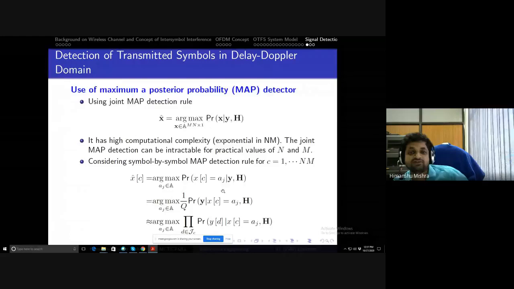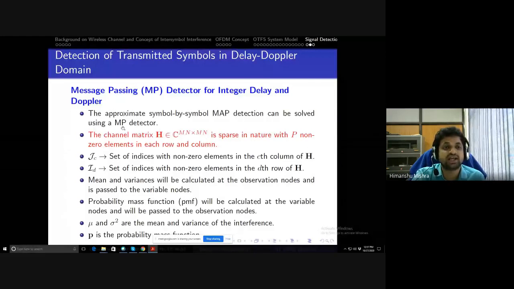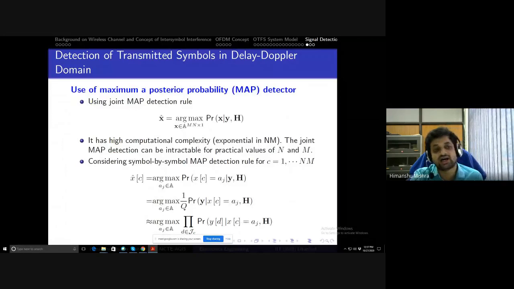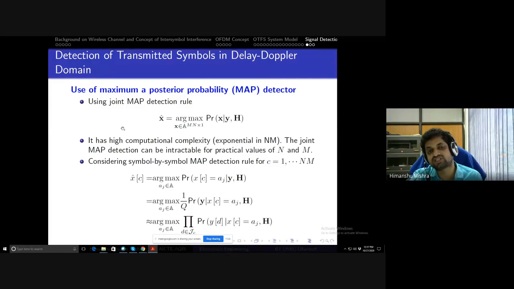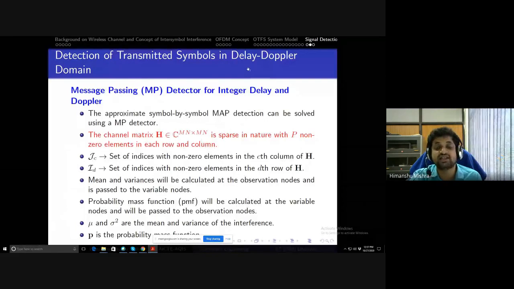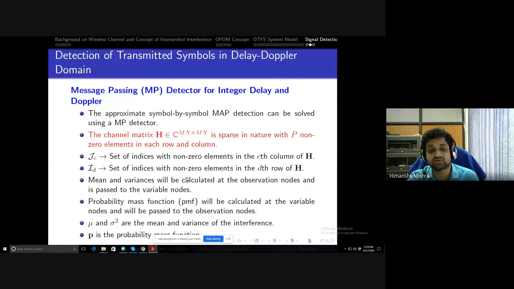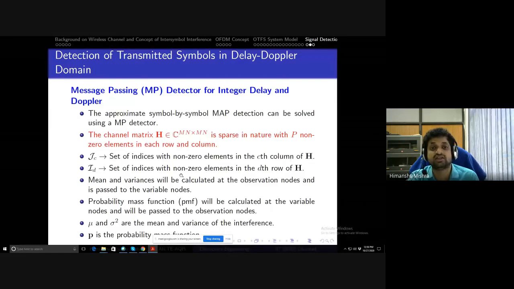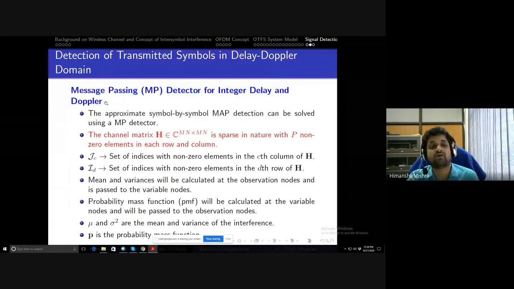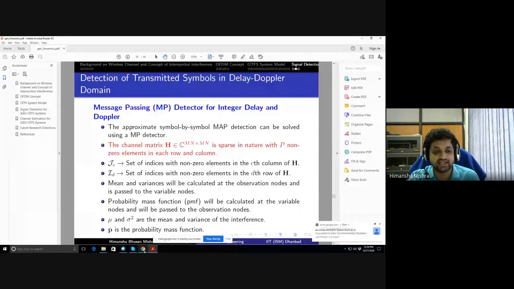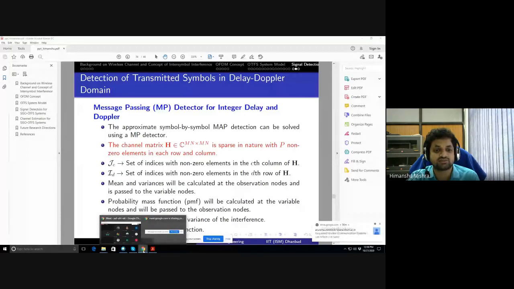This is a method using the message passing algorithm. What you can see is that by using message passing algorithm, we are getting approximately the performance of the MAP detection rule, with less computational complexity. Another important point is that this message passing detector is a non-linear detector. So we have proposed one linear detector, which gives less computational complexity in comparison to the message passing algorithm, while also giving similar performance to that of the message passing algorithm. I am just showing the linear detector.